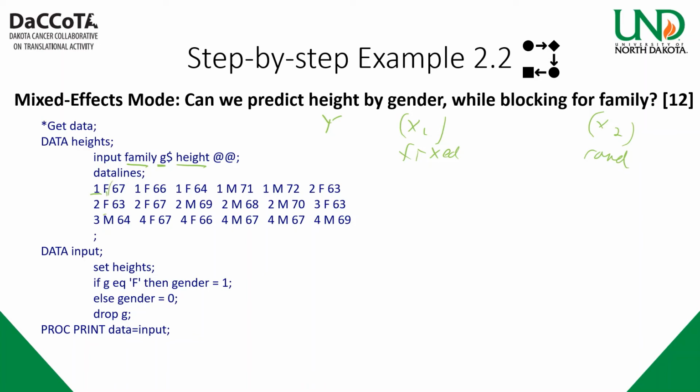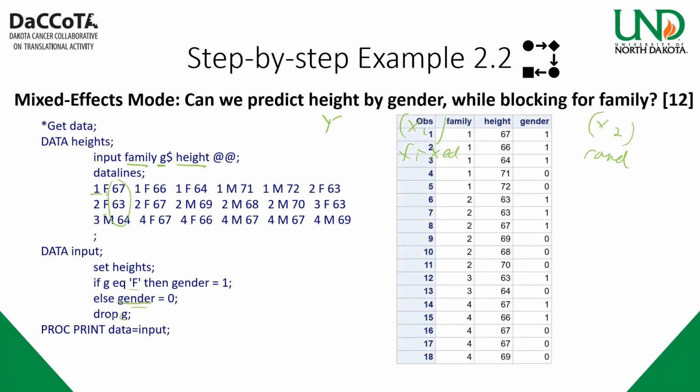And then we're going to reformat some of this stuff, gender G into gender, just to clean up a little bit. And what we get here is family, height, gender. Great. There we go. Let's switch colors again and move on.